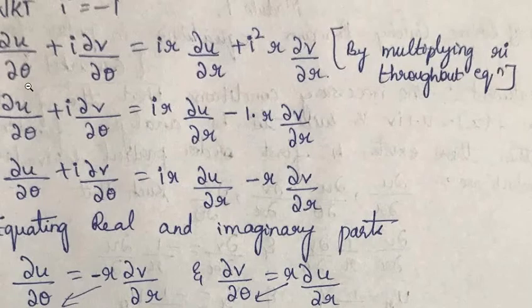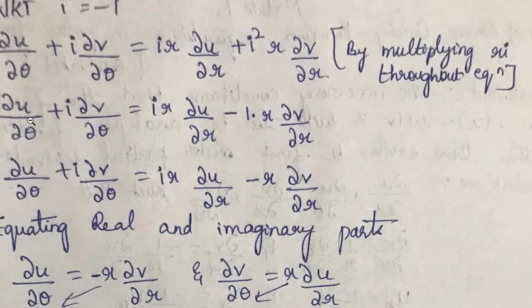Okay, so dou u by dou theta plus i into dou v by dou theta is equal to, we are multiplying that i into r. Ri and ir is one and same, right? So ir dou u by dou r plus i into ir. What is i into ir? That will become i square r dou v by dou r by multiplying ri throughout the equation.